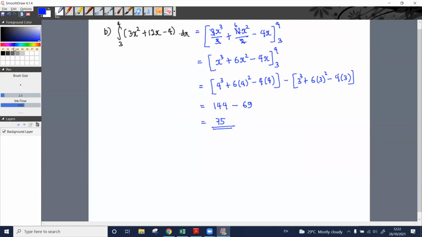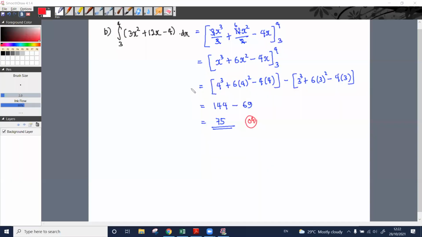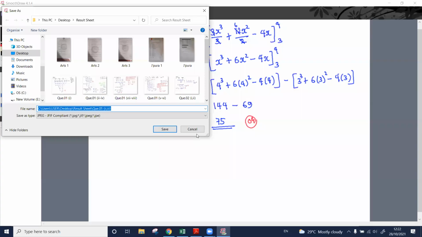If you got it correct, I'll give 4 marks. That is the end of question number 5. We have a few more minutes. We'll quickly do question number 6 as well. Then we can finish it off.